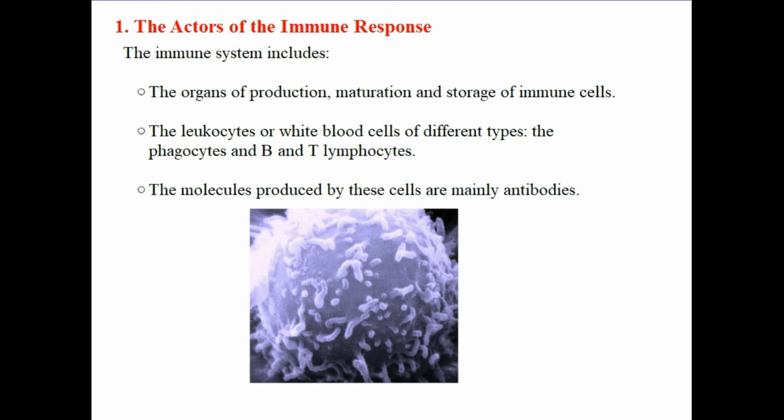The immune system includes the organs of production, maturation, and storage of immune cells. The organ of production is the bone marrow, and the organs of maturation are the bone marrow and the thymus. The immune system also includes the leukocytes or white blood cells of different types. We have the phagocytes and we have the B and T lymphocytes. It also includes the molecules produced by these cells, which are mainly antibodies.